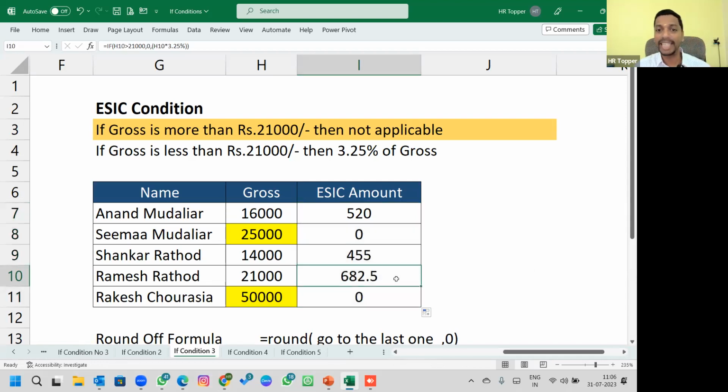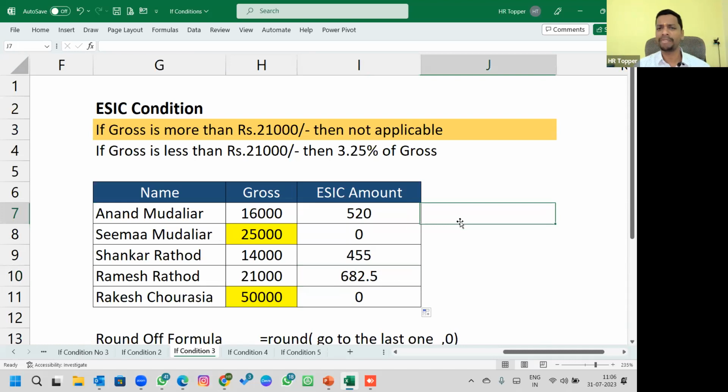Can you see here the digit is coming 682.5. Because the ESIC calculation is 3.25, there will definitely be places where decimals will come. But while calculating, we cannot put 50 paise, 25 paise. So we should always round off. So what is the second thumb rule? Whenever you use any kind of formula and function, you have to use rounding off.